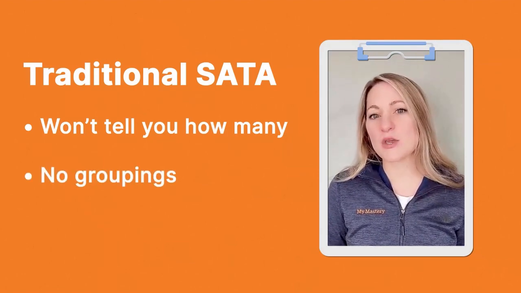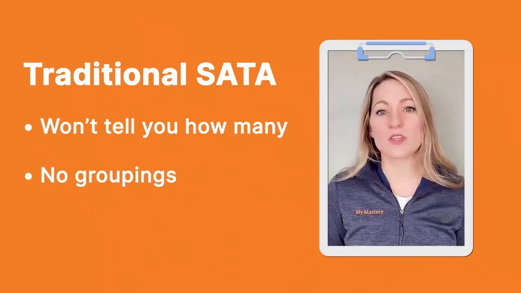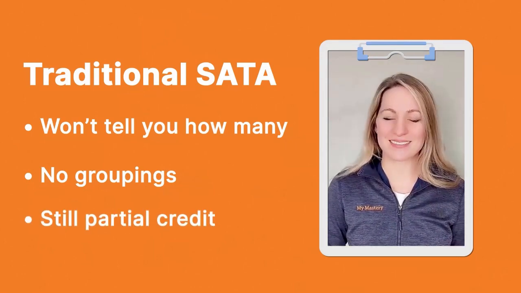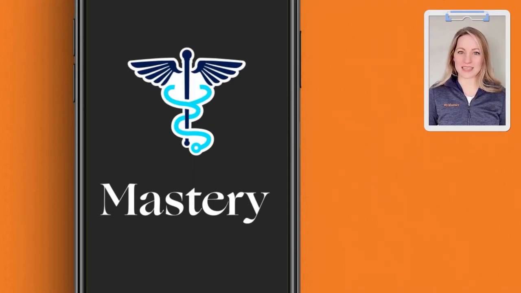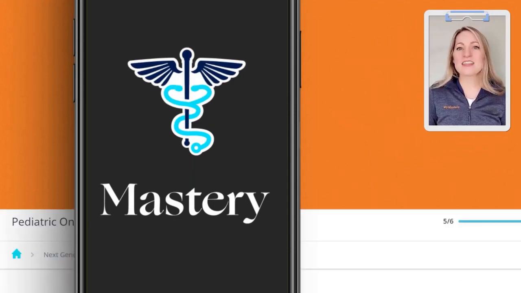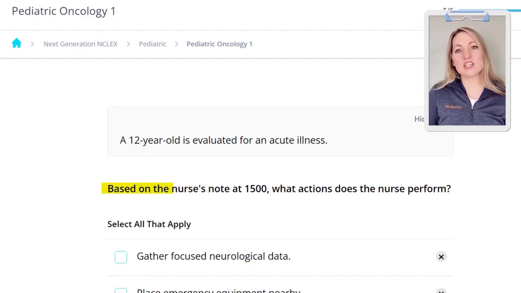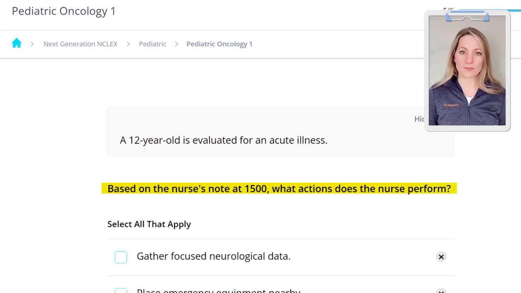This one doesn't tell you how many to choose and doesn't group the choices in any way. But remember, partial credit. Let's take a look at one of these. This question comes from the My Mastery Nursing app. It says, based on the nurse's note at 1500, which actions does the nurse perform?